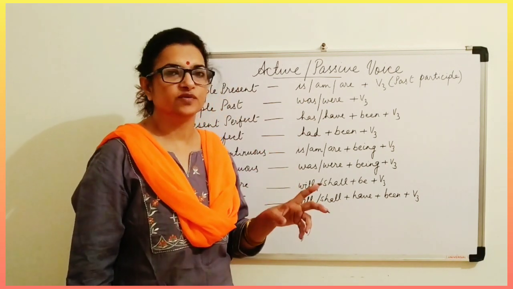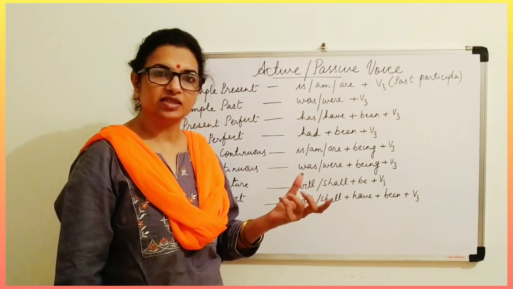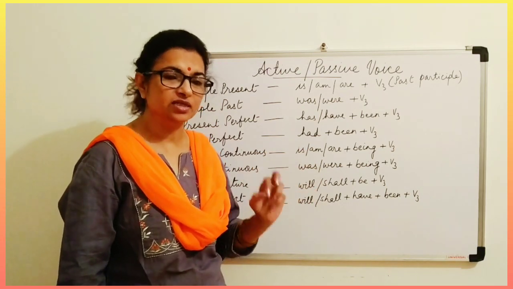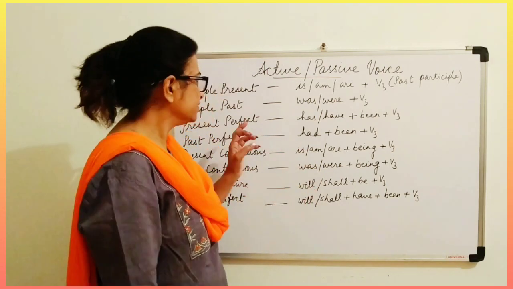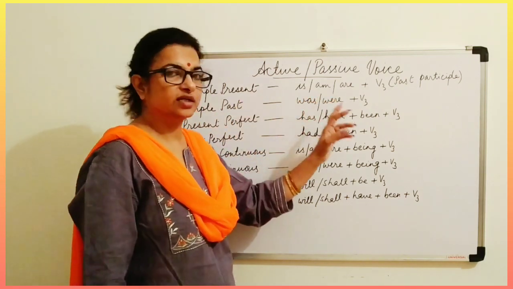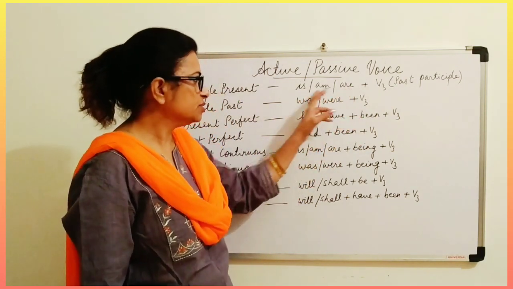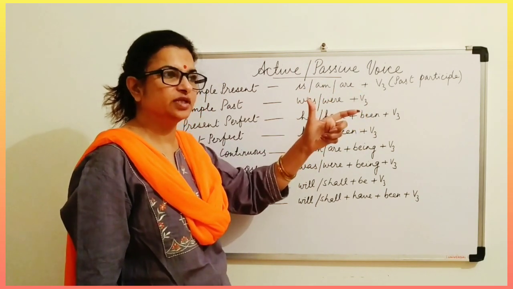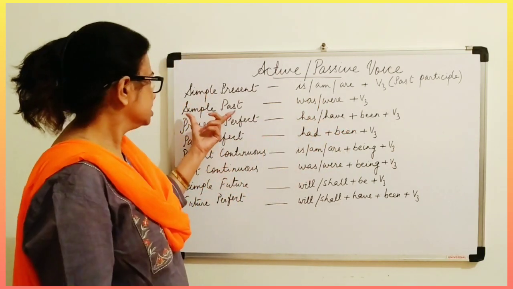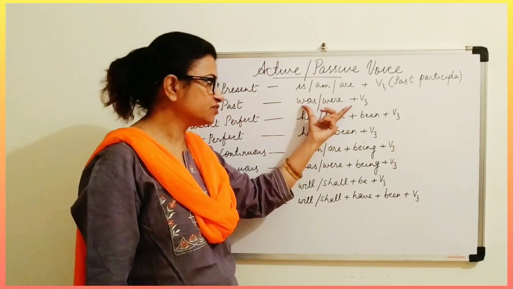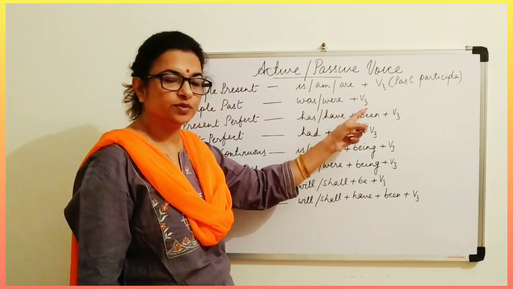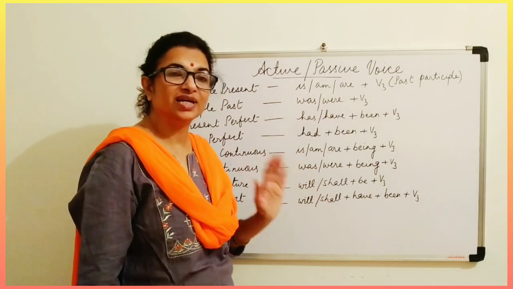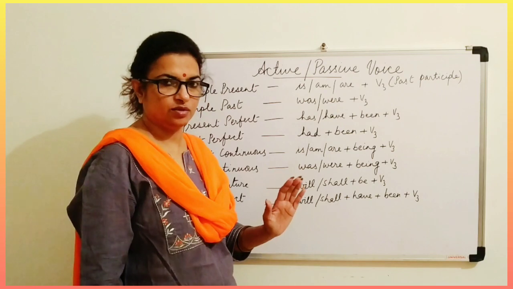And one thing you must always remember: if a sentence in active voice is given to you in any tense, you don't have to change the tense. The tense should remain the same. If it is simple present, it will remain simple present. You will follow the simple present formula for changing from active to passive. If the sentence is given in past tense, then you will apply the simple past formula, and V3 will be there everywhere. So keep in mind that in active passive we don't change the tense. The tense remains unchanged.